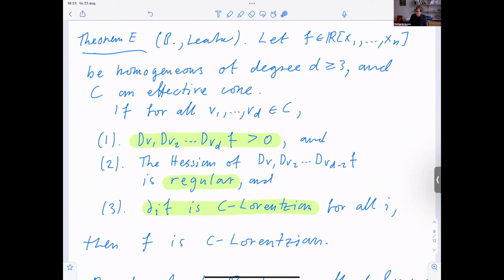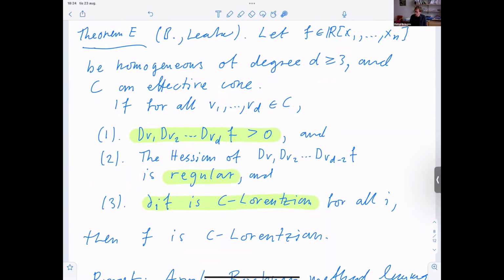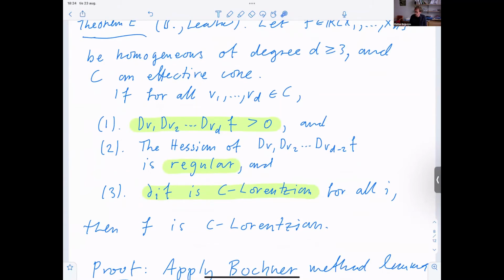What it says is that if we have some homogeneous polynomial of degree d, and again d is greater or equal to 3, which was also the case in this Bochner method lemma, and if we have an effective cone, meaning that if we have any element in the cone, we can always translate with a vector in the linearity space so all the coordinates are positive. So if we have an effective cone and a homogeneous polynomial of degree d, and if these three conditions are satisfied, then we can deduce that f is C-Lorentzian.